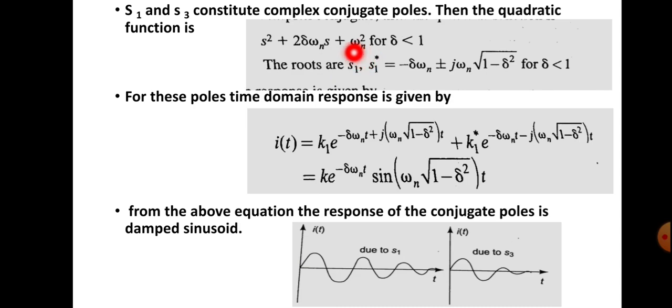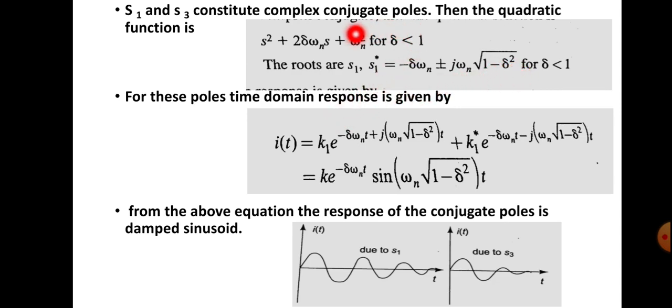So in this case, we can write the roots as s1, s1 conjugate. That will be equal to minus delta omega n plus or minus j omega n into square root of 1 minus delta square, for delta less than 1. That means when delta is less than 1, we will get the roots as complex conjugate poles. That means the quantity under the root will be a negative quantity. That is why we are getting the j symbol like this. So if delta is less than 1, then s1, s1 conjugate will be minus delta omega n plus or minus j omega n into square root of 1 minus delta square.